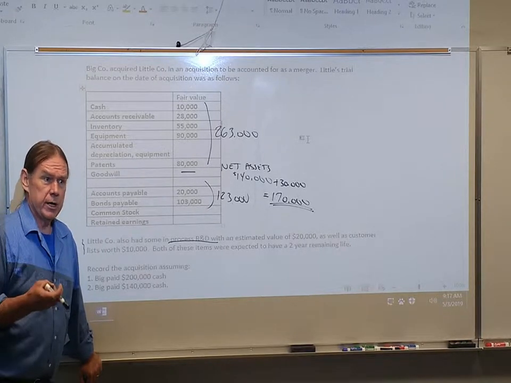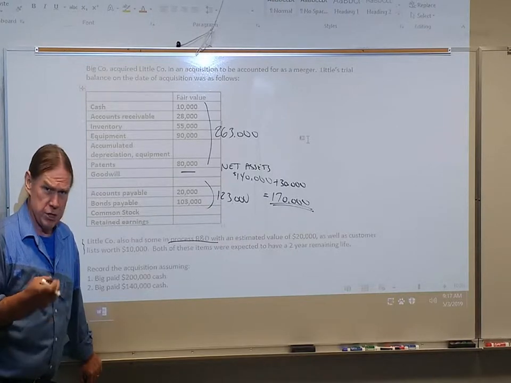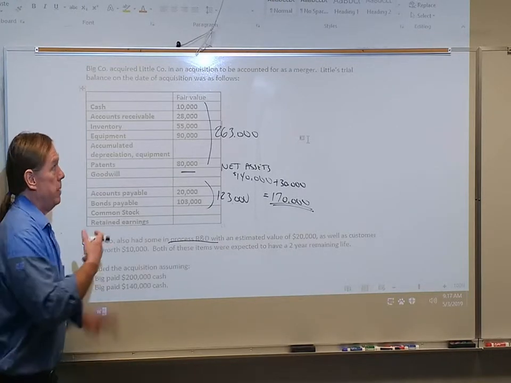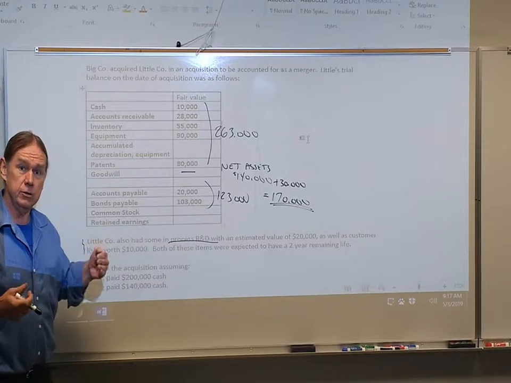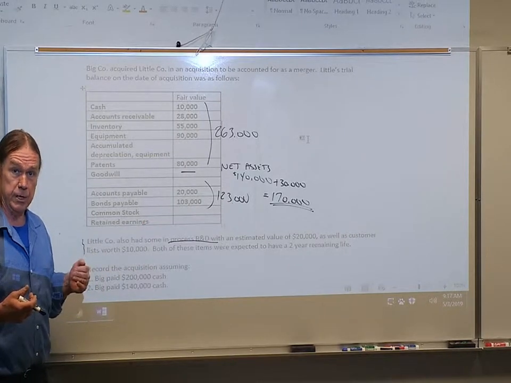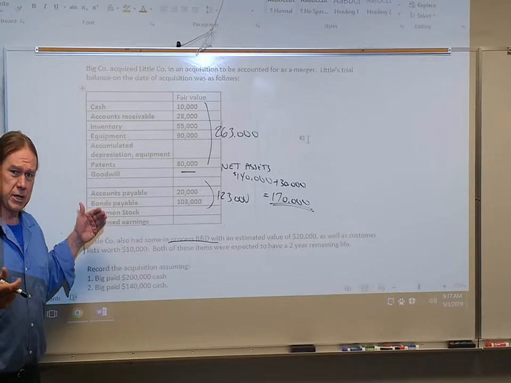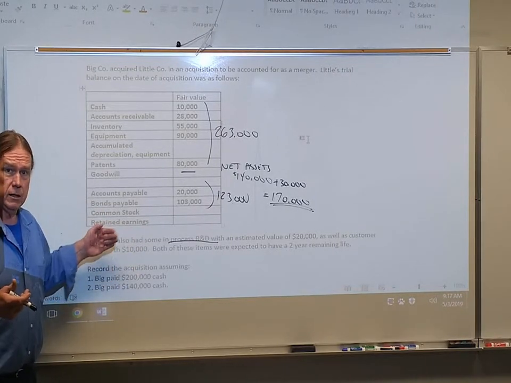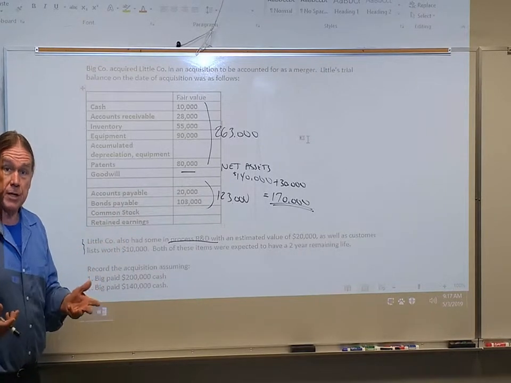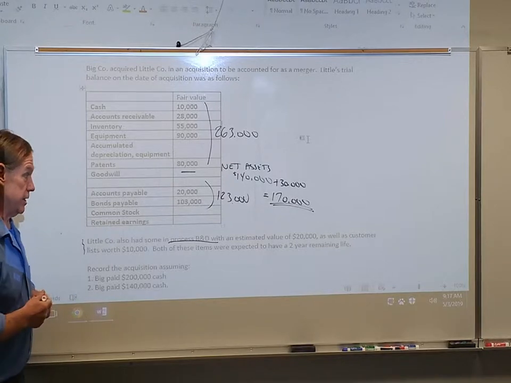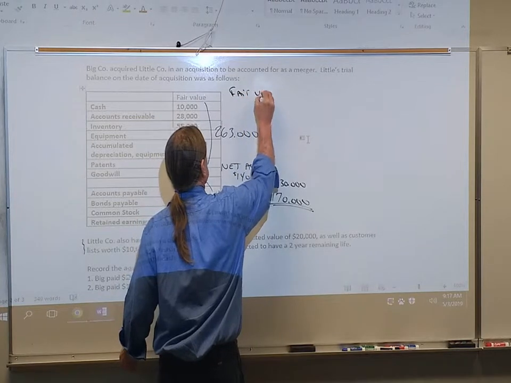Little itself wouldn't be able to recognize that as a contingent asset because we don't recognize contingent gains, we don't recognize contingent assets. When we buy Little, though, part of the purchase price that we determine includes our expectations regarding that lawsuit settlement. So if there was a contingent gain from a lawsuit that Little expected to win, we could record that as an asset as well, even though in normal circumstances we would never record a contingent asset. In any event, the fair value of the net assets is $170,000.